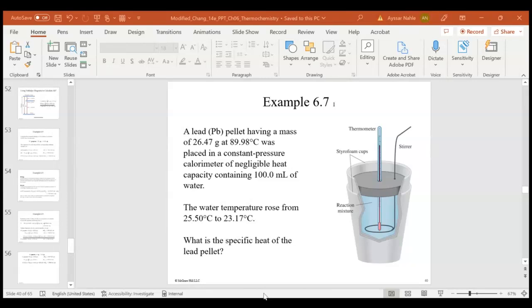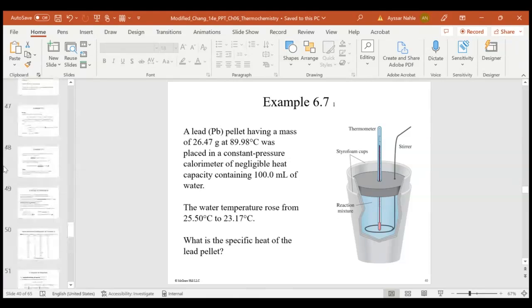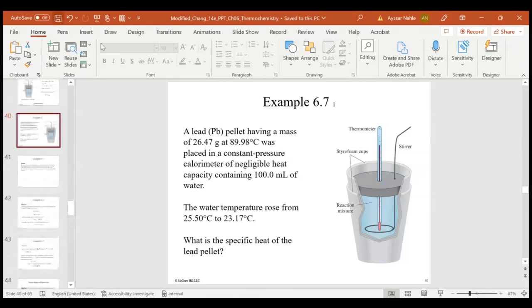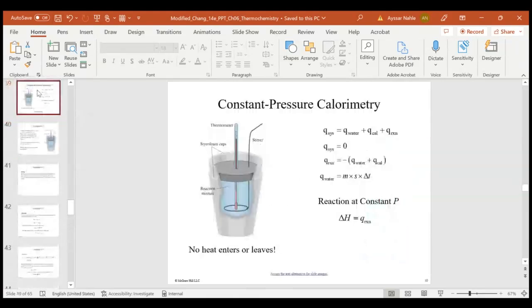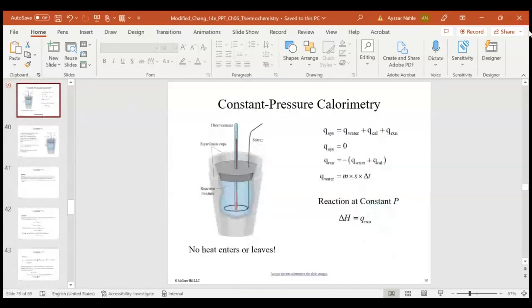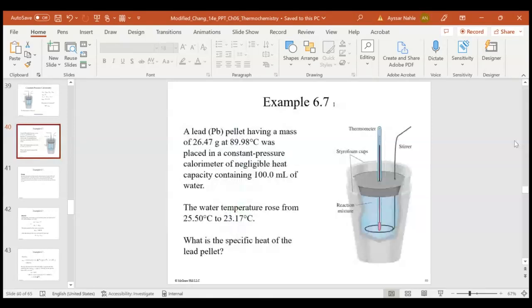We are still in chapter number 6, yeah? We finished slide number 39, where I was talking about the coffee cup calorimeter. Remember this coffee cup calorimeter? And I explained it in more detail. Now, slide number 40 here is an exercise to go through.